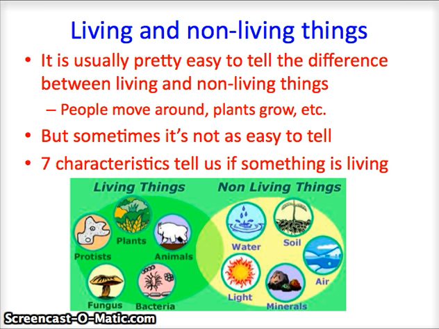So here at the bottom of the page we have some of the more basic examples. Obviously animals and plants and other things that grow and move around, like bacteria and fungus, are going to be all living things. And then non-living things that are not moving or not using energy, things like that, are going to be things like water, rocks, soil. So I think you guys have a pretty good idea about that. But let's break it down into our 7 characteristics.